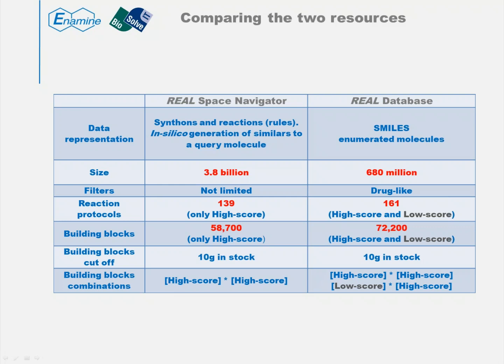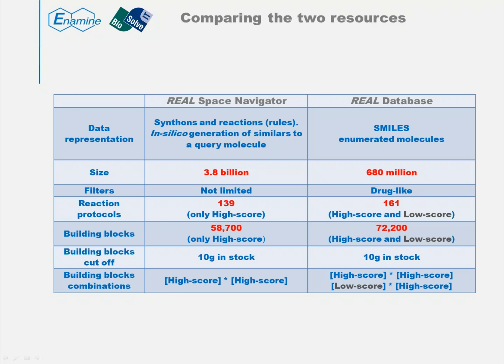Real Database is actually filtered. It's more in the drug-like space, while Real Space Navigator is not limited. You can find molecules as large as 1,000 Daltons there. As for the reaction protocols, Real Database has more, and it includes not only high-score reaction protocols but the low-score ones as well. The same with building blocks. We have more building blocks included for Real Database than Real Space Navigator, because we have some low-score building blocks included.